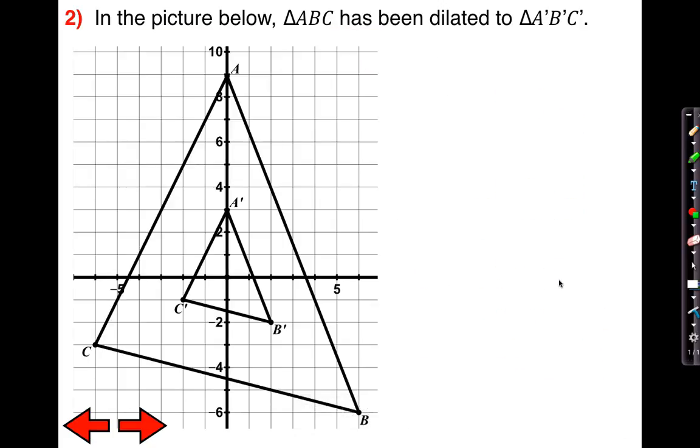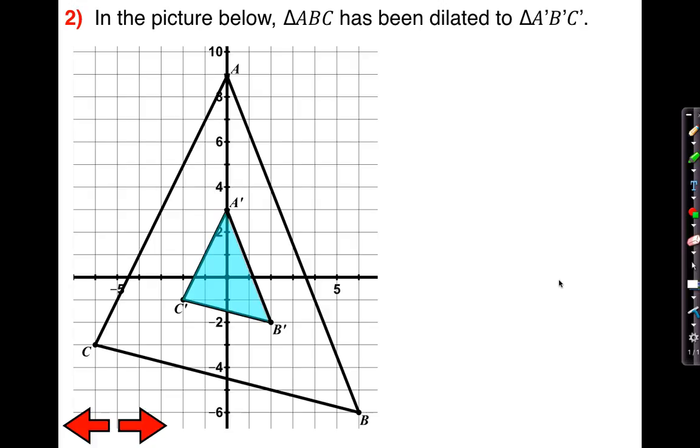Now looking at number 2, it says in the picture below, triangle ABC has been dilated to triangle A prime, B prime, C prime. The one thing that I suggest you do first is recognize, is a dilation creating a reduced image or an enlarged image? Well, first we start at triangle ABC, and then going to A prime, B prime, C prime, you're going to find that the triangle did reduce in size.